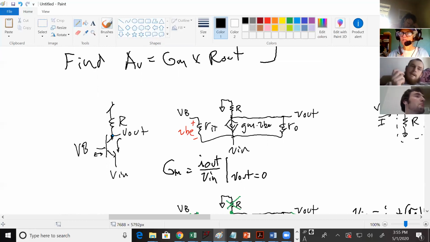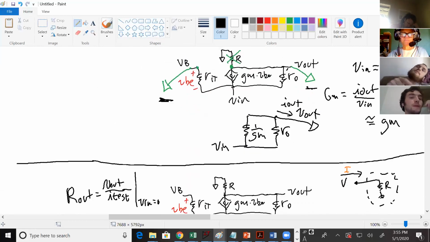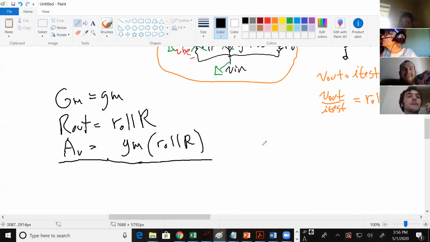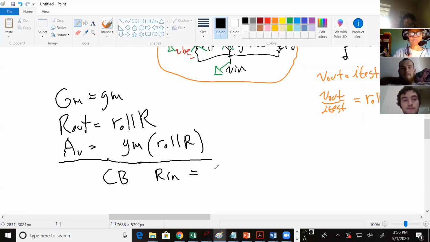Since we have 5 minutes left, I mentioned last time that after doing all this math, and we'll do 2 more days of this math, next Friday we'll see how to get all these values without doing math, and then you'll hate me because we just did a week and a half of math. But for a common base, the Rn is approximately 1 over gm.